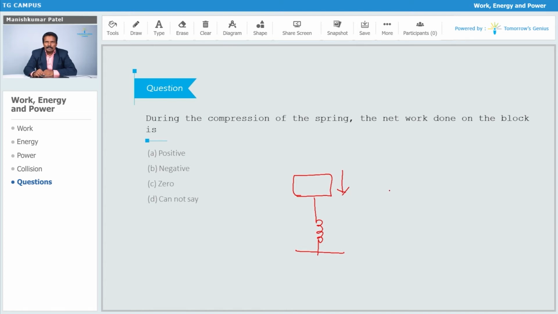At the same time, in the equilibrium position, it has been compressed over here, so all the kinetic energy has been converted into potential energy for this particular case. The potential energy, which is trying to restore its original position, the energy in the spring, and the weight of the block acting in the downward direction, both are equal and opposite. So the net work done on the block has to be 0. So your option C is correct over here.